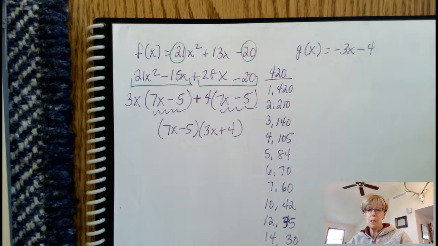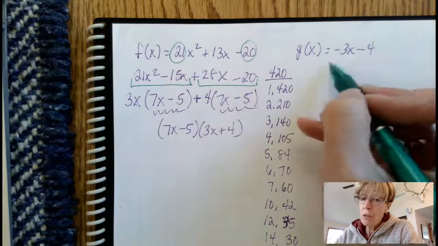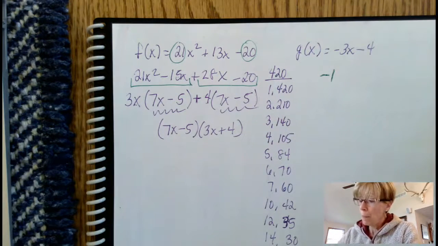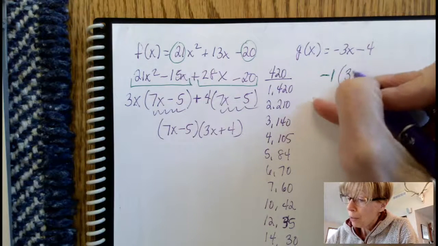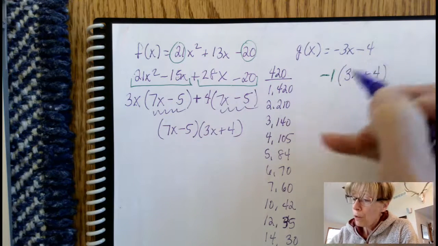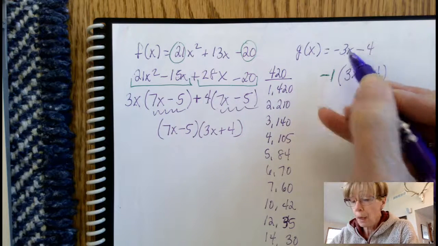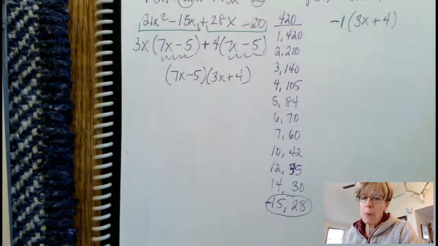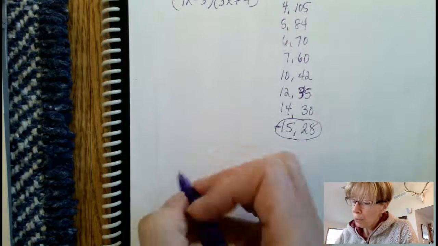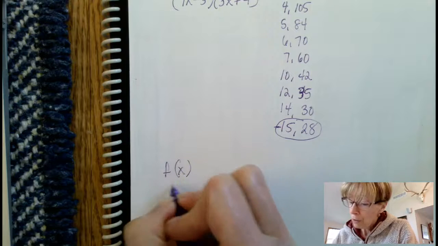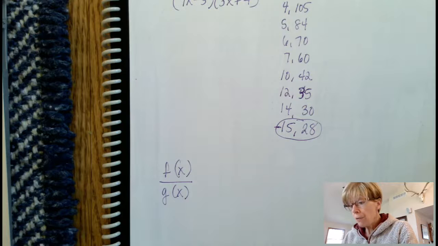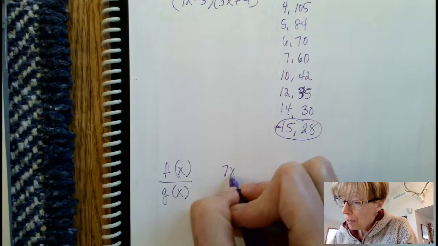What we're doing is we're dividing f of x by g of x. And we've already factored. So f of x is 7x minus 5 times 3x plus 4. Down here, the g of x is negative 1 times 3x plus 4. And what we're looking for is, do we have anything exactly the same in the top and in the bottom? Well, 3x plus 4, which leaves us with 7x minus 5 divided by negative 1.